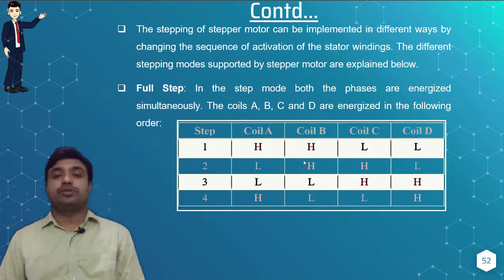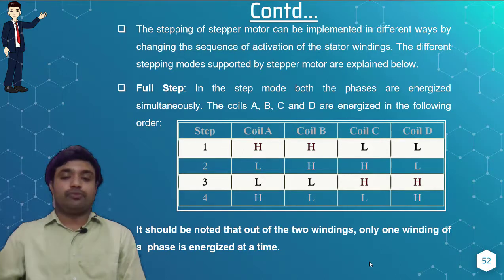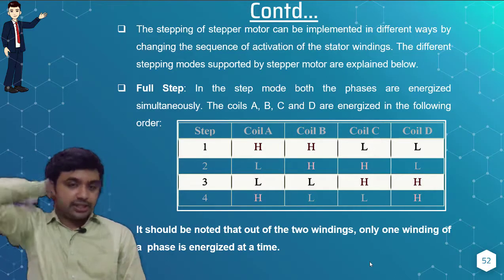Okay, so in the step one motion, coil A and coil B are activated. Coil C and coil D are inactivated. Likewise, for step two, coil A and coil D are inactivated, and coil B and coil C are activated. Likewise coil C, coil D, and next is coil D and coil A. So these are the different step motions. Okay, it should be noted that out of the two windings, only one winding of a phase is energized at a time.